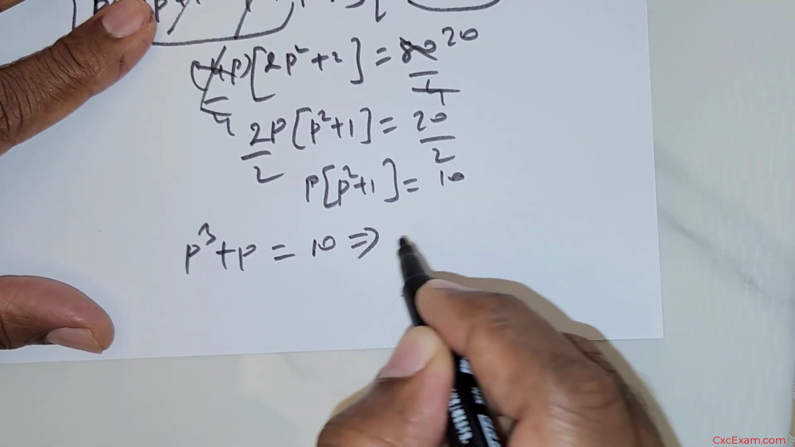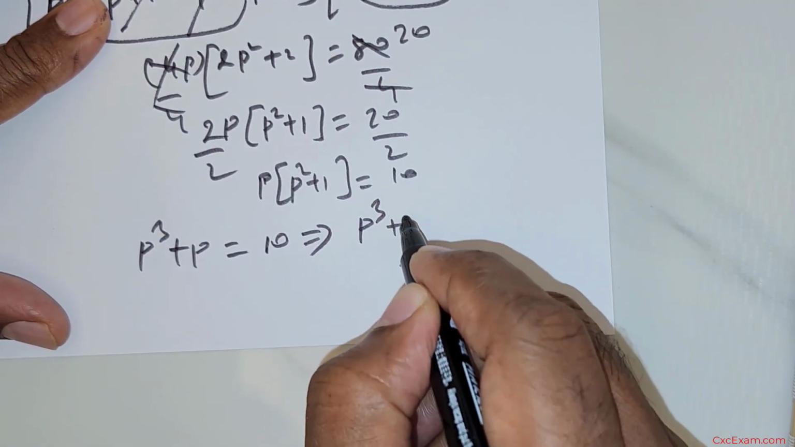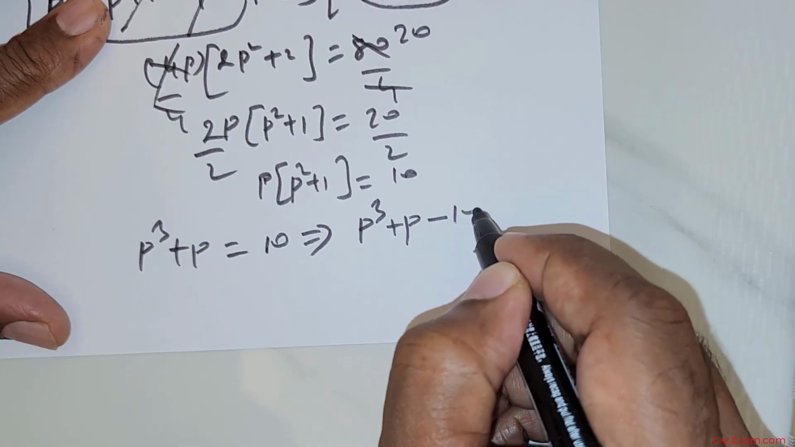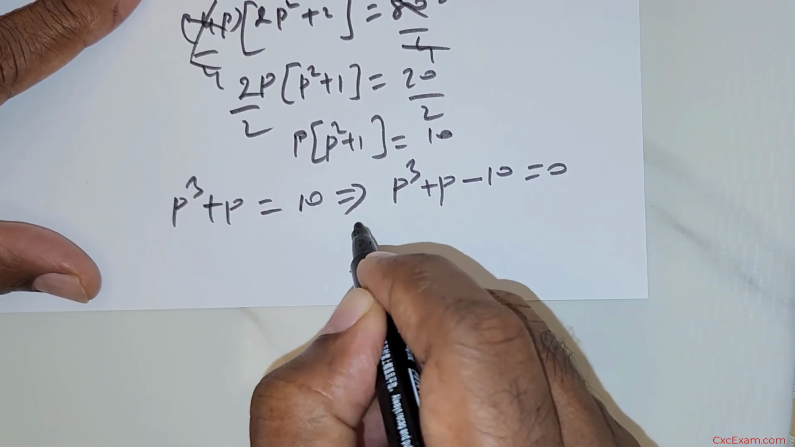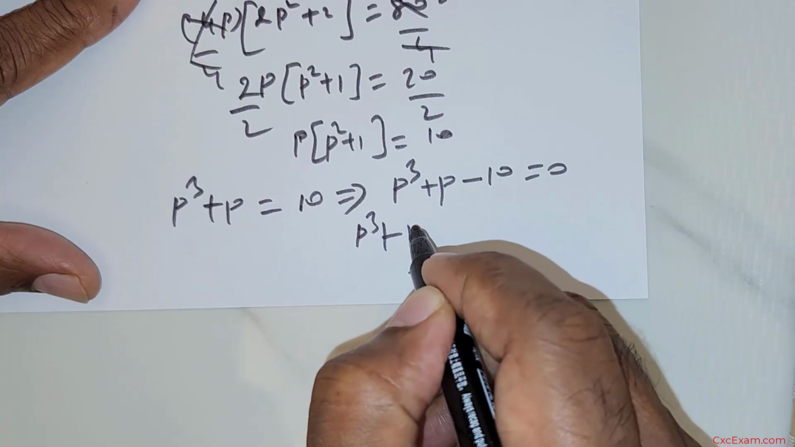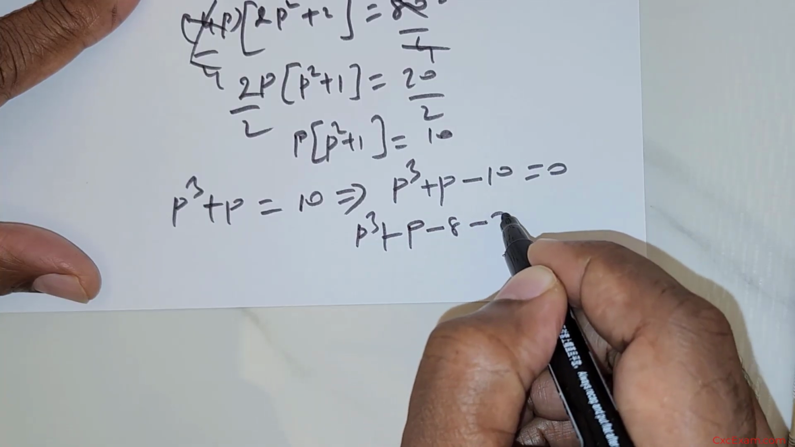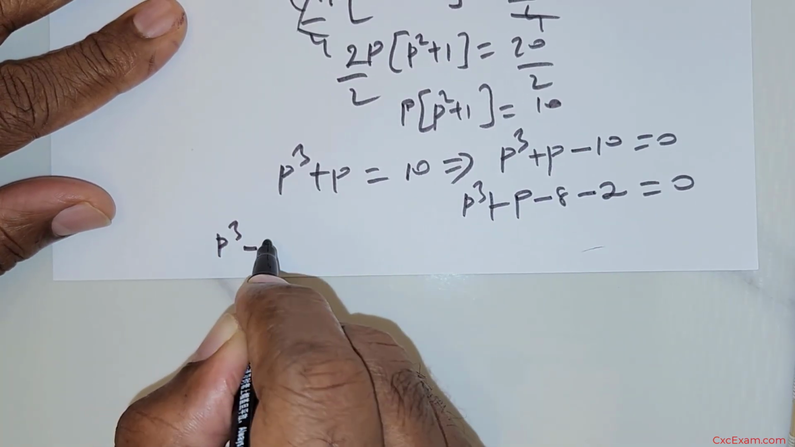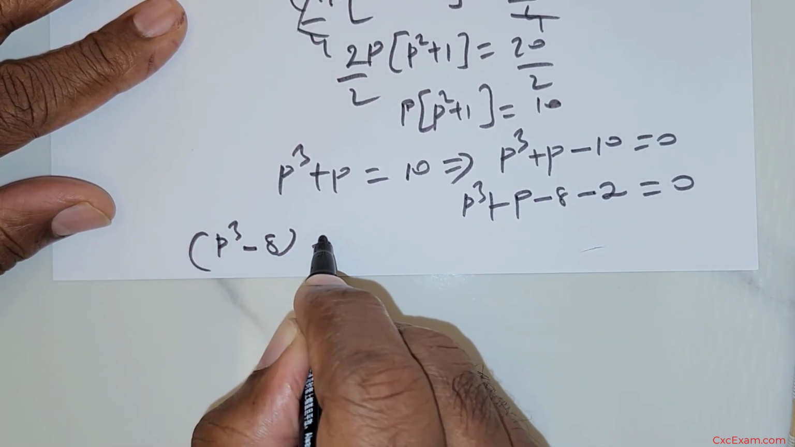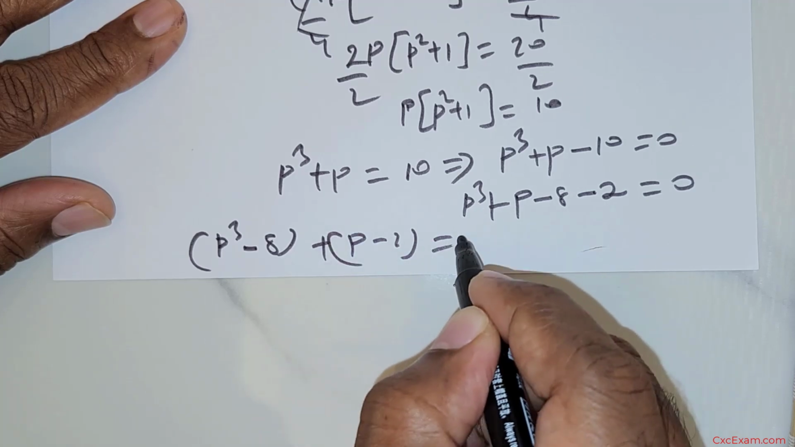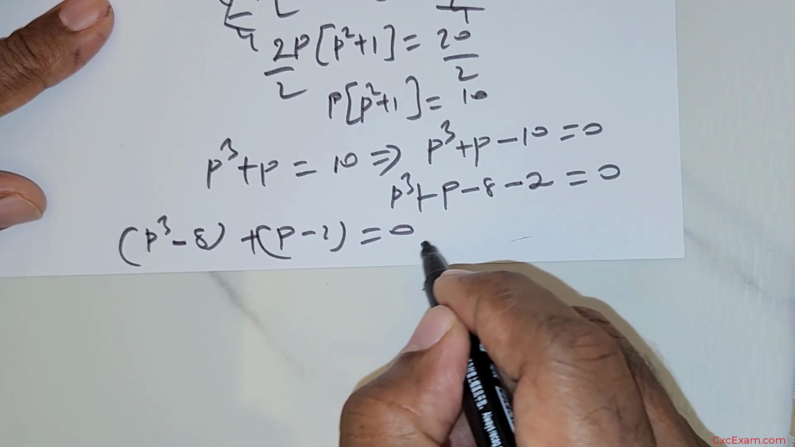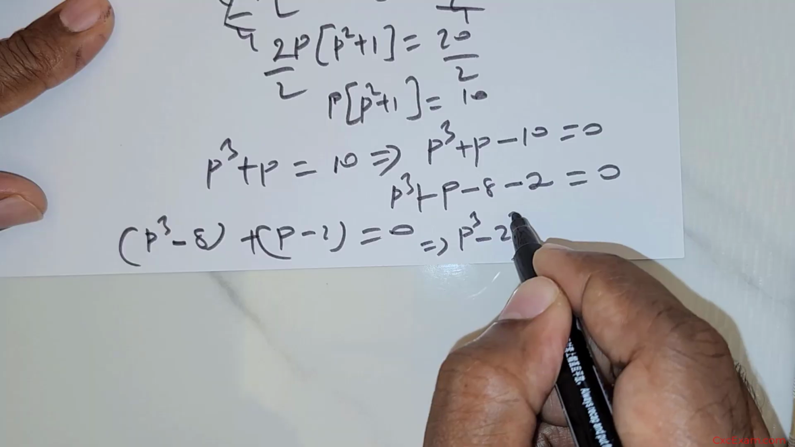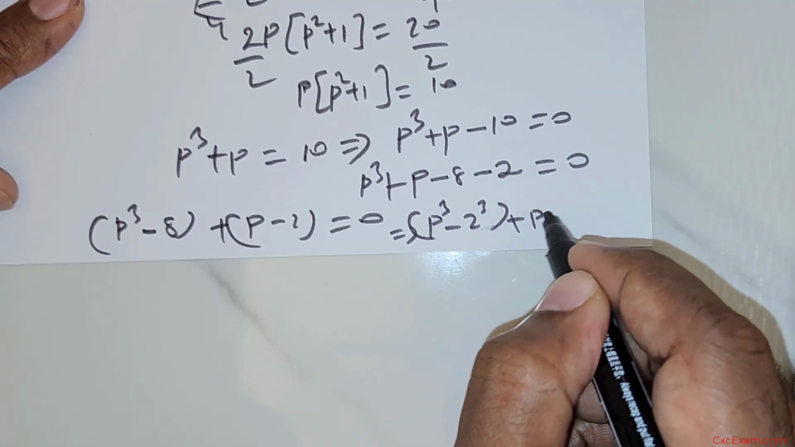Now what I wish to do is rewrite this as p cubed + p - 10 is equal to 0. Then I will rewrite this as p cubed + p - 8 - 2 is equal to 0. Then I would like to rewrite this as (p cubed - 8) and then (p - 2) is equal to 0. Then I would like to rewrite this as p cubed - 2 cubed + (p - 2) is equal to 0.